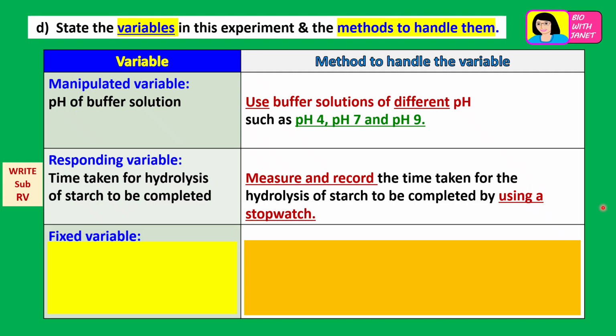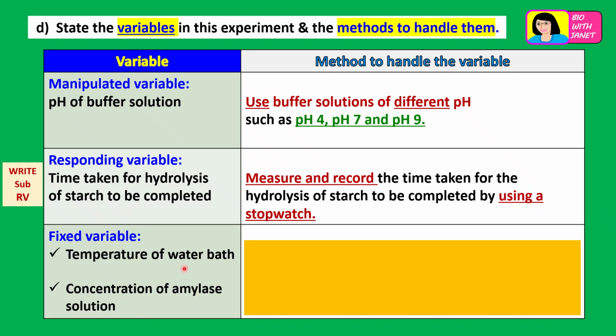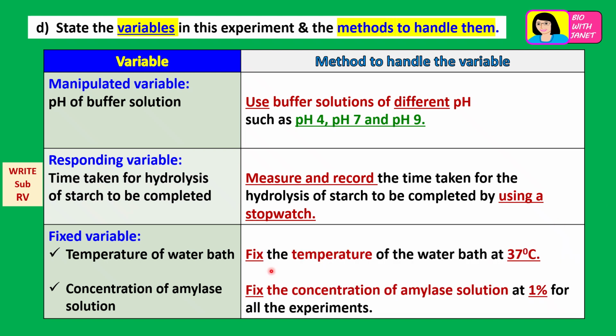Next, the fixed variable. What is it? There are a few fixed variables: temperature of water bath and concentration of amylase solution. Now let's look at what to write in the method to handle the variable. Fix the FV at a particular value. So fix the temperature of the water bath at 37 degrees Celsius. Or a simple one is concentration of amylase solution. Fix the concentration of amylase solution at, you must always have the value, fix at that value. So fix the FV at a particular value. For example, fix the concentration of amylase solution at 1% for all experiments.